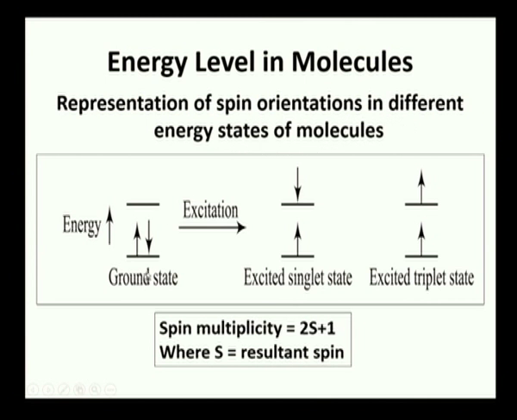As I have told you, in a ground state the electrons are paired, with a plus half sign and a minus half sign. When it gets excited, it can go into two states, one is the excited singlet state and the other is the excited triplet state, which I have explained using spin multiplicity, which is equal to 2S plus 1, where S is the resultant spin.